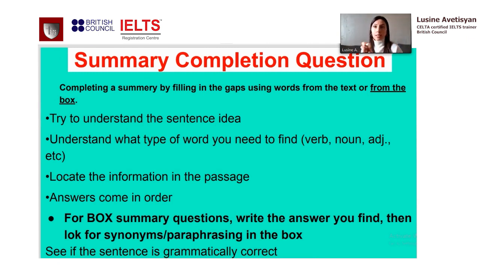How to understand the summary for both cases. Try to understand the sentence idea that is given, not just word by word. I'm saying again, I repeat myself, but the idea of the sentence. What's it about? What does it say? What does it want you to find? Whether the word that you're going to write is a noun, a verb, an adjective, or anything else. After that, go to the text and locate the information there, read in detail, and remember that in summary completion, again, we have this good news that questions and answers follow order.